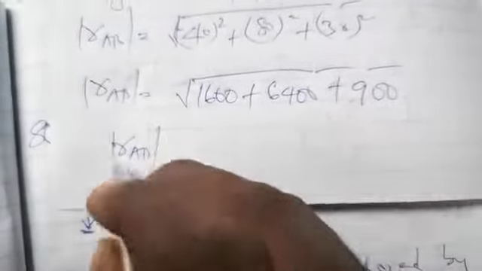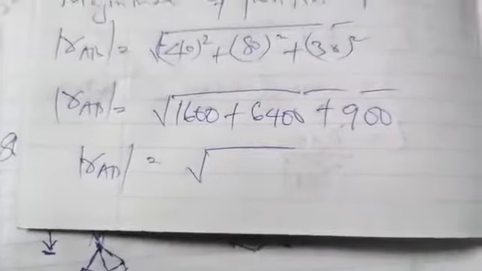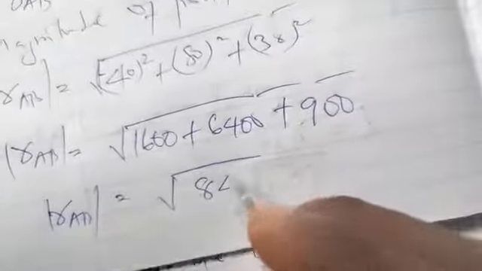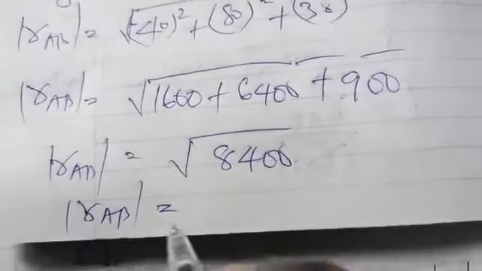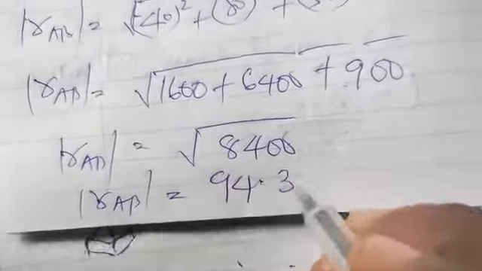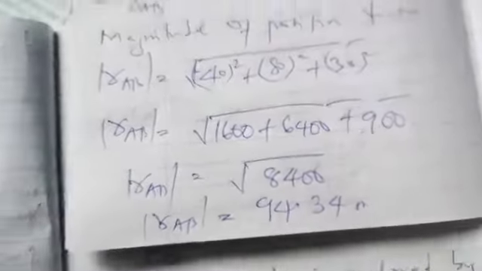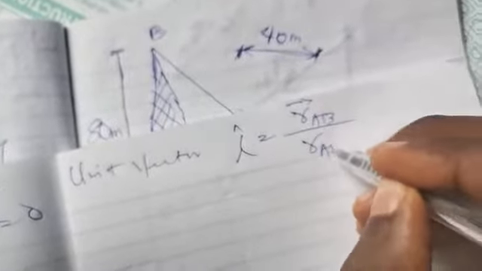So we'll add all that together. The magnitude of position vector AB is now equal to the square root of 8400. So we find the square root of 8400, and the AB magnitude gives us 94.34 meters. So if we've obtained the magnitude, the next thing to obtain is what? The unit vector, lambda. And lambda is simply position vector RAB all over magnitude RAB.